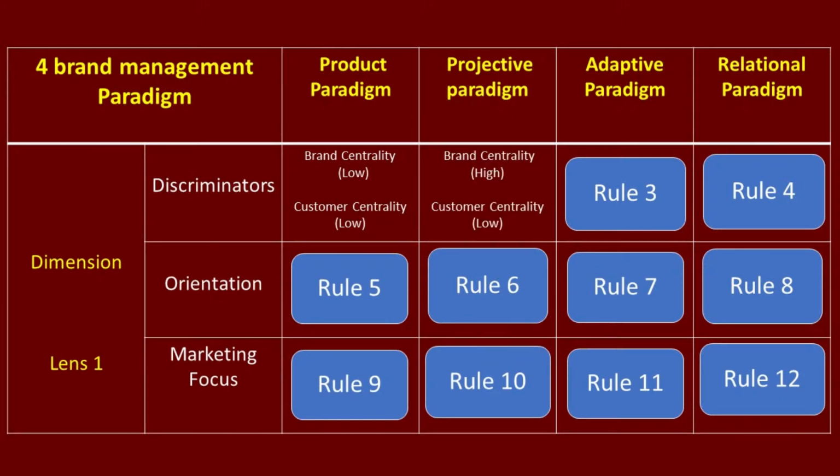Whereas the second rule says, if the marketing vision is based on the projective paradigm, the focus is high towards brand at center and low towards customer at center. This means the brand strategy is perceived as central for the overall strategy of the organization. As per the third rule, if the marketing vision is based on the adaptive paradigm, the focus is low towards brand at center but high towards customer at center. Here, the customer is perceived to be an active and primary co-creator of value.